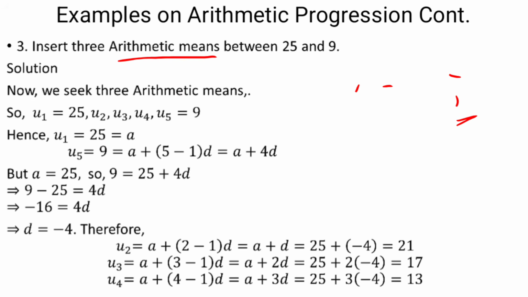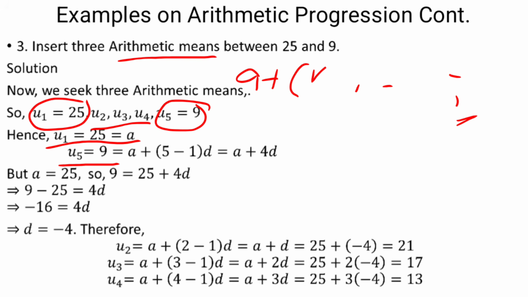So we are inserting three terms in between 9 and 25. Our first term, which is A, is 25, and the last term, which is U5, is 9. We know the formula, which again is A plus n minus 1 d. That's for arithmetic progressions, right? So we know the last term is the 5th term. So wherever I see n, what do I put there? I put 5. And I know my first term, which is A, is 25. So how do we now do that?